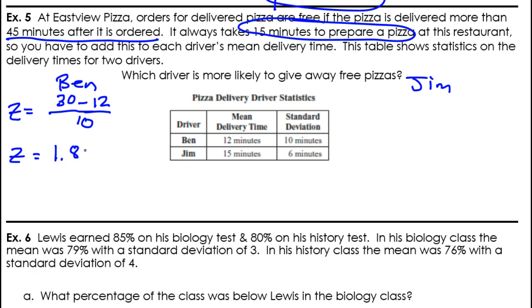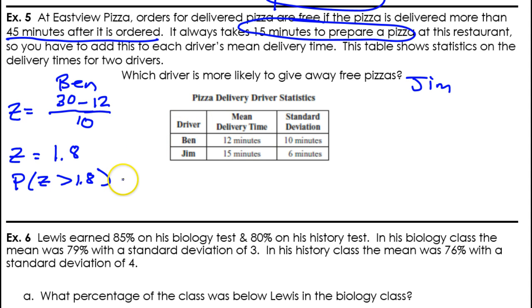Okay, so that's a z-score of 1.8. Now, I want to know what percentage of Ben's pizzas are going to be free. So I want to know what percentage of Ben's scores go above this. So what percentage of the values are over 1.8? Because that's where the free pizzas start, when he takes longer than he's got.